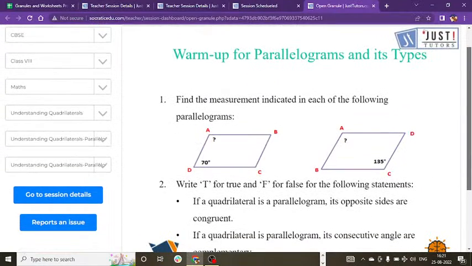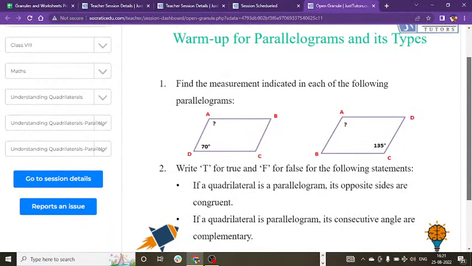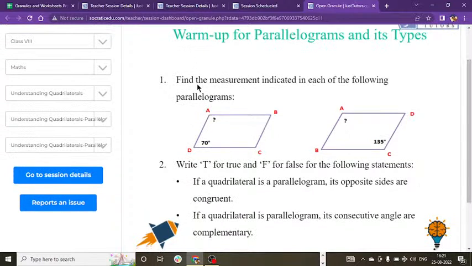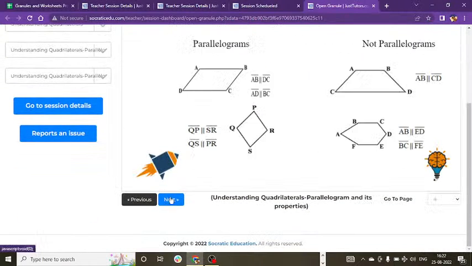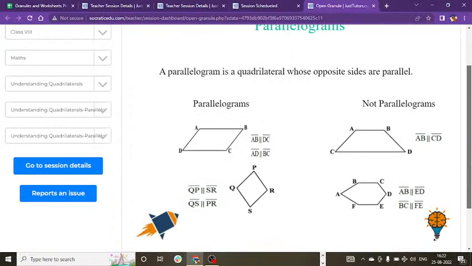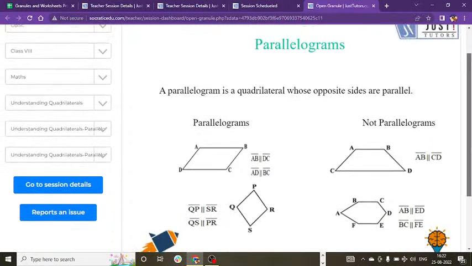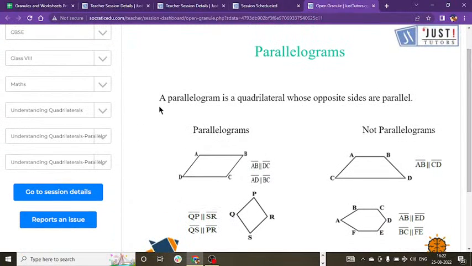Okay, so here are some questions. You can just take a snap of this, and after the topic gets over you can look at all these questions and try solving them on your own. Okay, so let's get started with the very first topic, that is parallelograms. So yes, let's learn about parallelograms now.